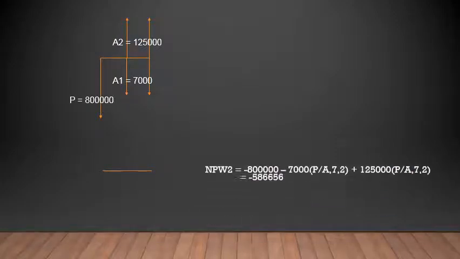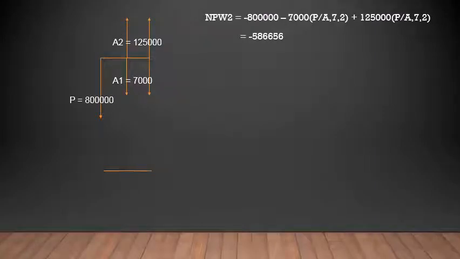Let us go to second project. It has the initial cost of 8 lakh, operating cost of 7,000, and the annual revenue of 1,25,000. How do I convert that? Same thing, 8 lakh, there is no need for further conversion. Convert this 7,000 into its P by using the factor P by A comma 7 comma 2. 1,25,000 by using the factor P by A comma 7 comma 2. Substitute the values, you get the answer as 586,656.